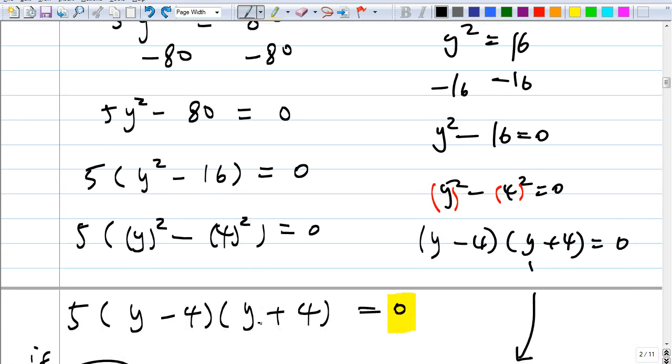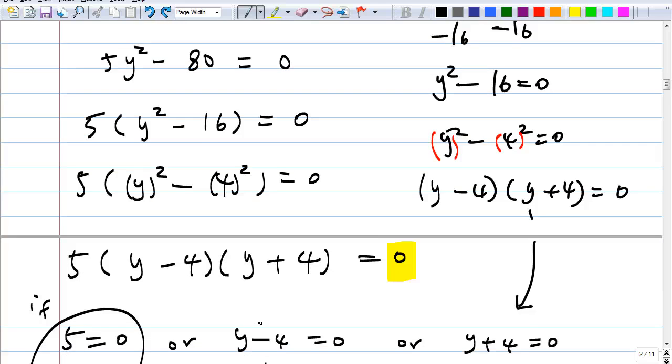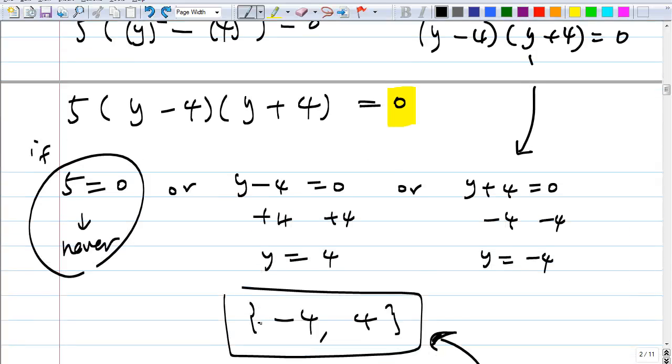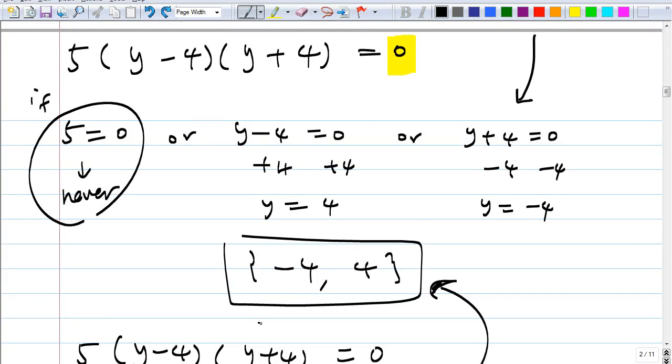I just wanted to show you that if you forgot to simplify in the beginning, you still get the same answer. Does that make sense? Okay, but it's more work, isn't it? If you could simplify, it's less work, but it's not that big of a deal. By the way, let me ask you this: you see how I get 5 times y minus 4 times y plus 4 equals 0? Is it okay to divide both sides by 5? Could you divide both sides of an equation by the same number? Would it still be equivalent? Yeah, so is it okay?